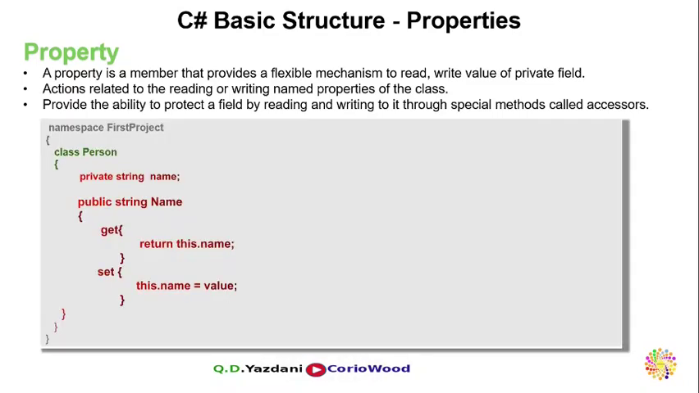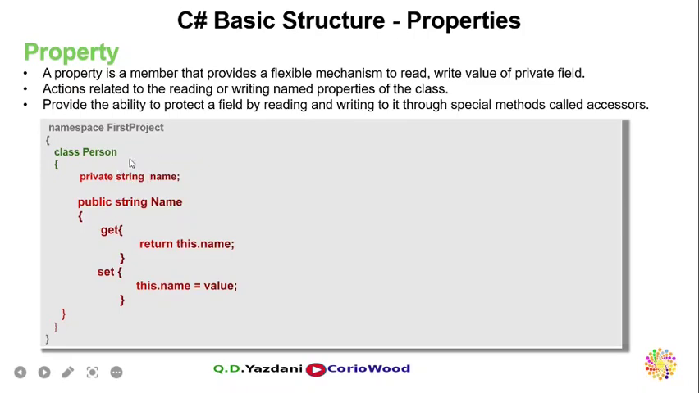All in all, a property is just like a combination of a variable and a method, and it has two methods. You can see here we have a get and a set. We already know what a namespace and a class are. Here we have a private field name. You can put a private string name, or a private int, or a double, whatever fields you want. You don't have to put just one, you can put as many as you like.